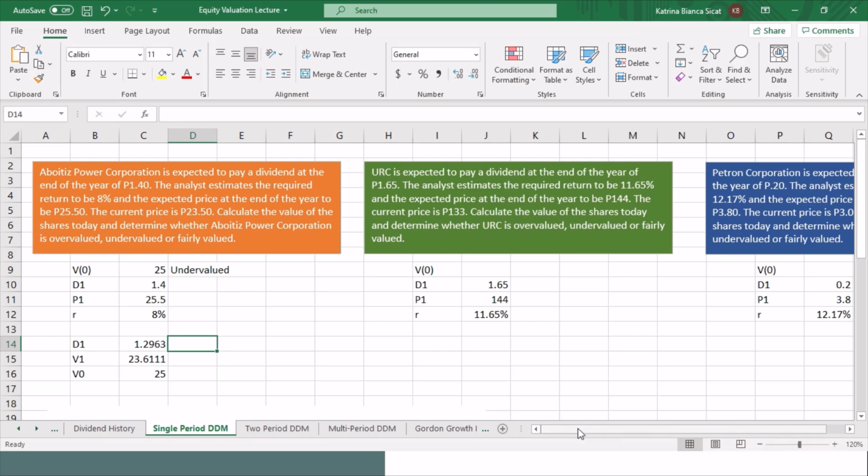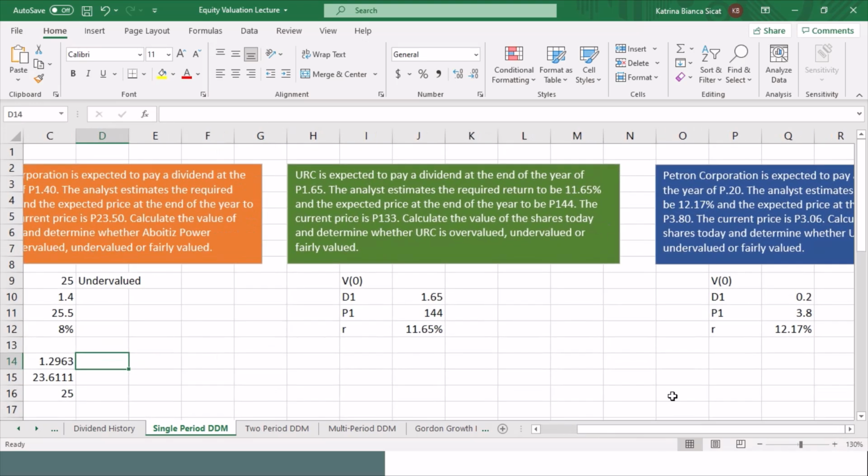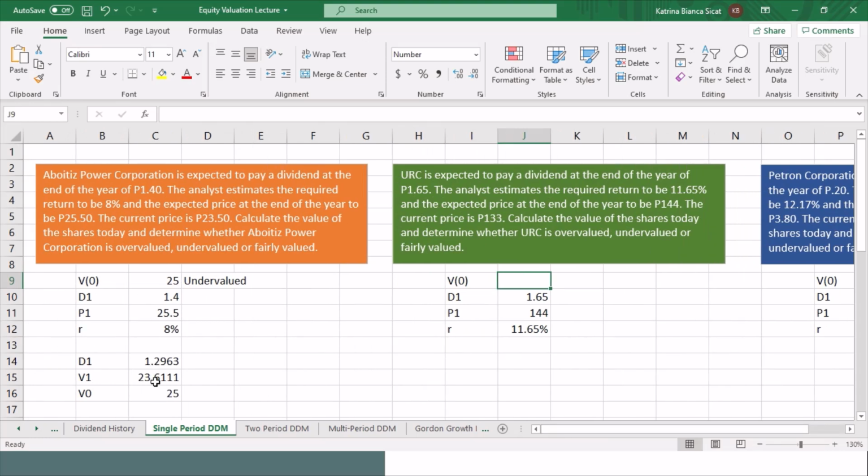Now, next po, we have another example here. URC is expected to pay a dividend at the end of the year of 1.65. The analyst estimates that the required rate of return is 11.65%, and the expected price at the end of the year is 144. The current price is 133. Calculate the value of the shares today and determine whether URC is overvalued, undervalued, or fairly valued. So, using the same technique, whether you would want to do it this way para mas sigurado ka.